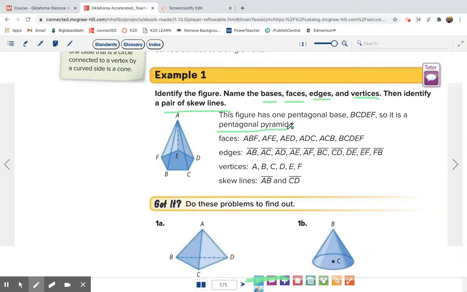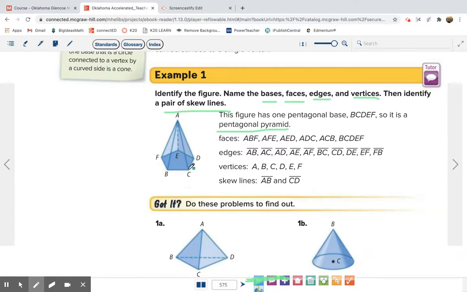Okay. Now it said name the bases. Well, there's just 1 base, and we would name it by its letters, and you just start somewhere on them. We could start with C, B, it doesn't matter. So B, C, D, E, F. As long as you keep them in order, you can go this way or this way.